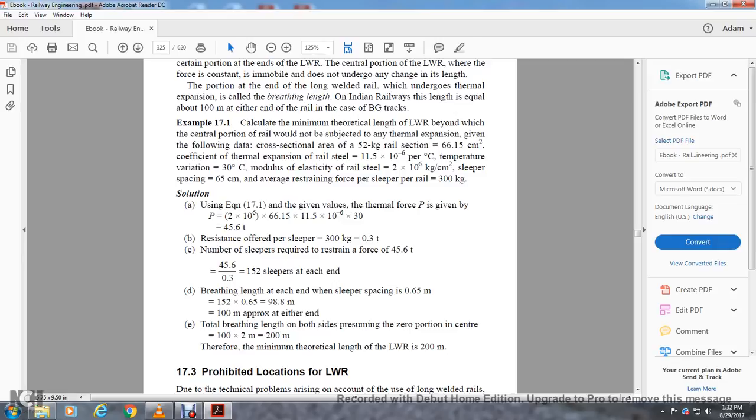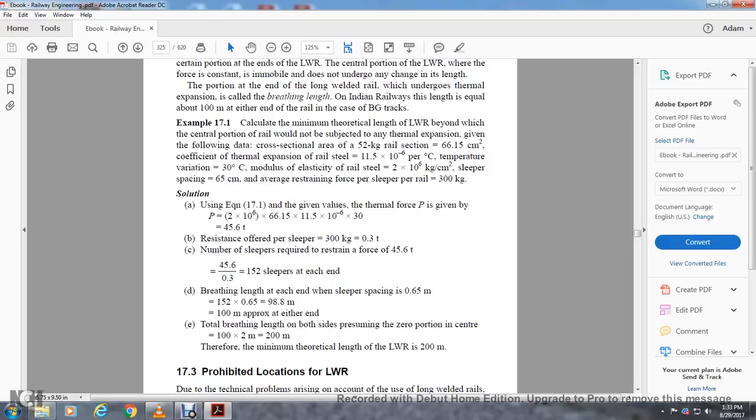modulus of elasticity of rail steel 2 times 10 to the 6 kilograms per centimeter squared. Sleeper spacing is 65 centimeters, with an average restraining force per sleeper per rail of 300 kilograms. Using the equation, the thermal force P is equal to 2 times 10 to the 6 times 66.15 times 11.5 times 10 to the negative 6 times 30, which is 45.6 tons. Resistance offered per sleeper is equal to 300 kilograms or 0.3 tons.